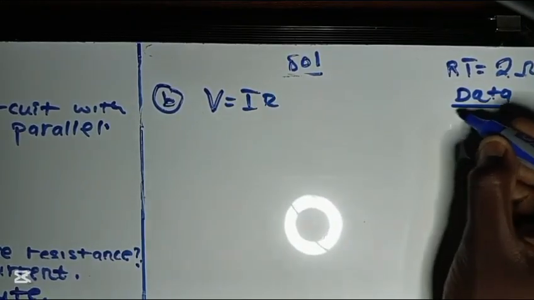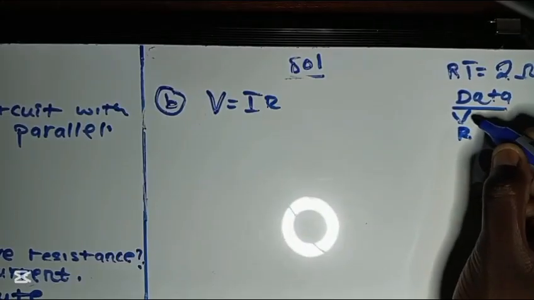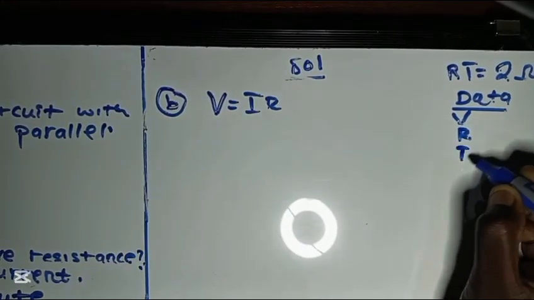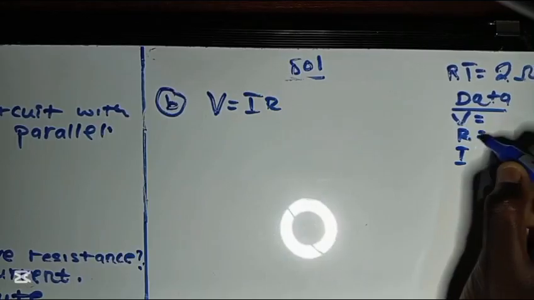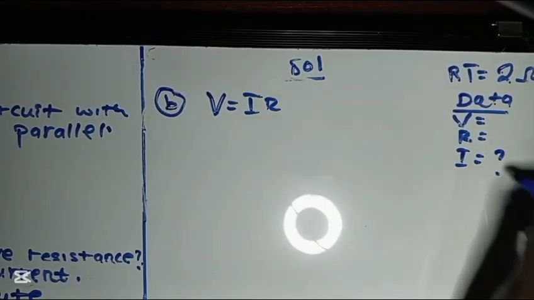So to calculate total current, we need voltage and resistance. It means when you have voltage and resistance, we're going to have current. So voltage, resistance, and current. Current is the one we are looking for, so we're going to put a question mark.